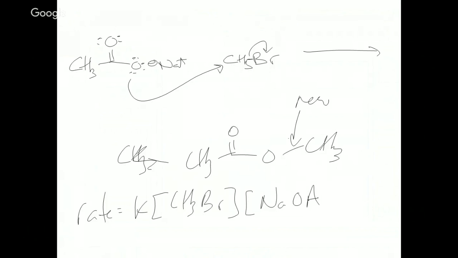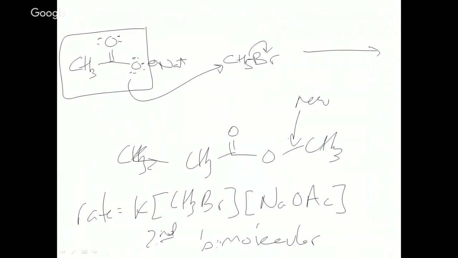Use OAc for sodium acetate. That Ac is this whole thing, acetate. This is second order, bimolecular. Second order and bimolecular are synonymous. This is not sterically hindered. So this is SN2. Like I said, we're going to go over this and over this.